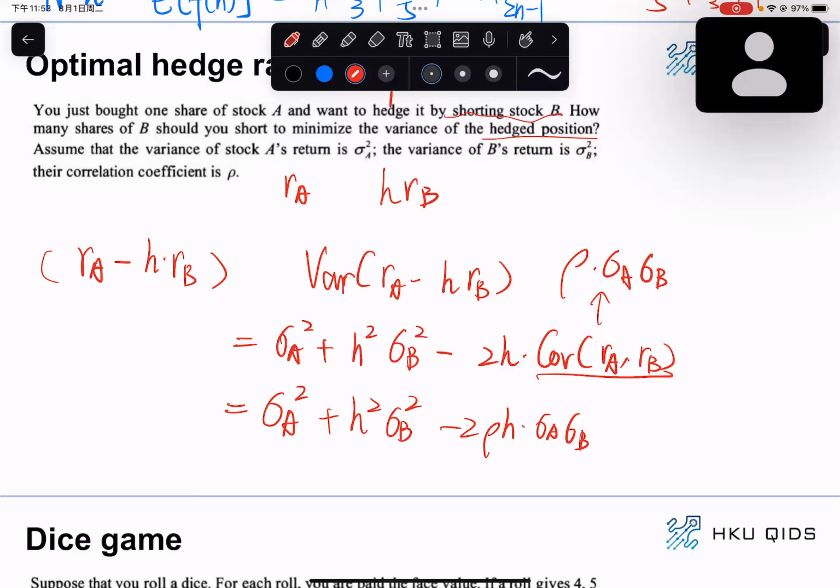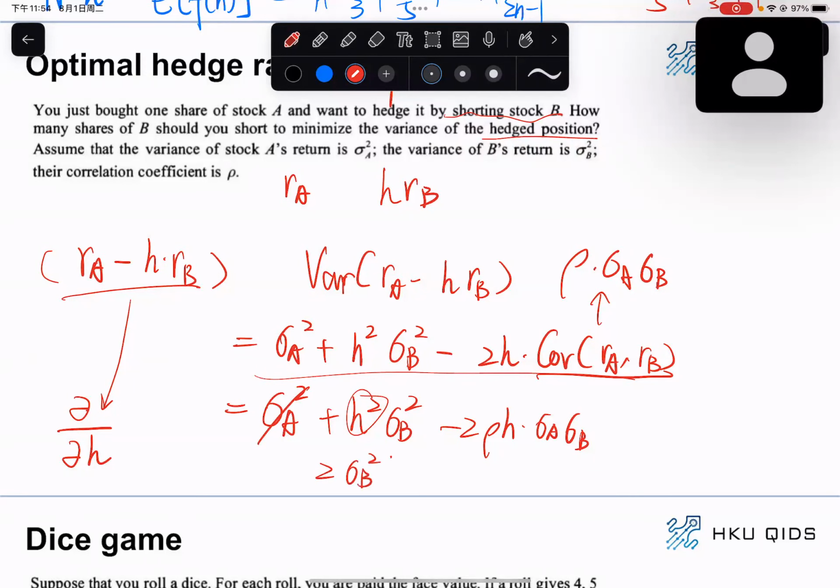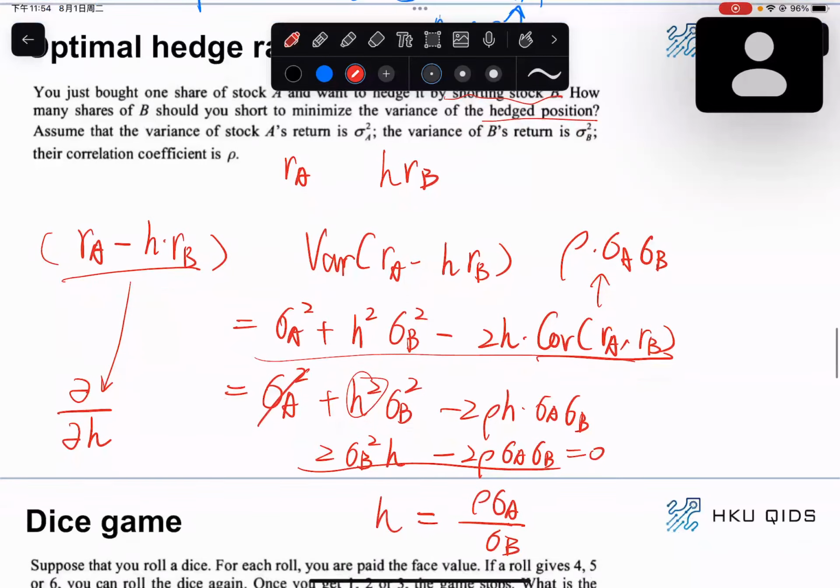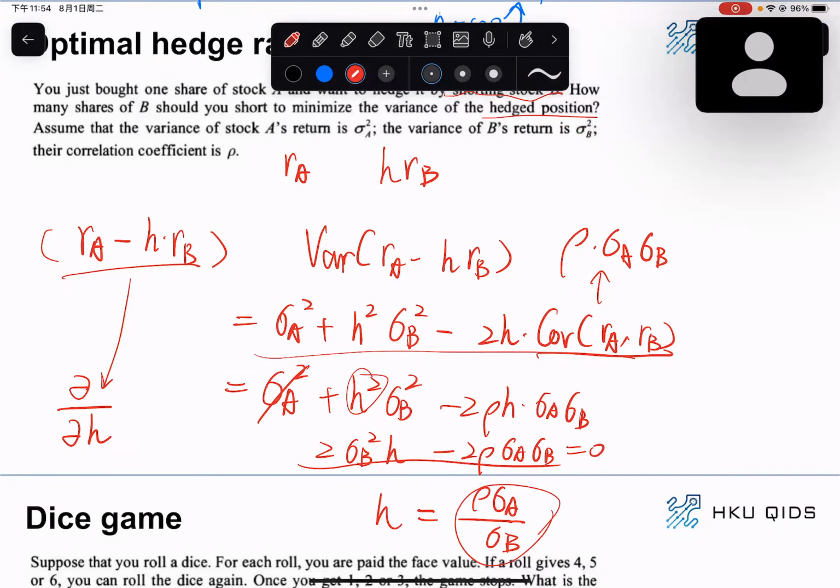So to minimize this part, we need to take a derivative, right? We need to pick a certain ratio. So we take the derivative with respect to H. And this is canceled out. This is going to be 2 sigma B squared H, and this is going to be 2 rho sigma A sigma B. And we let this formula be equal to 0. We're going to have H equal to rho sigma A divided by sigma B. And this is going to be the optimal hedge ratio.